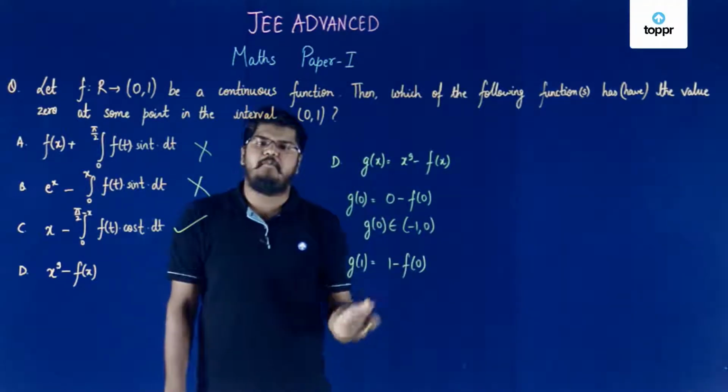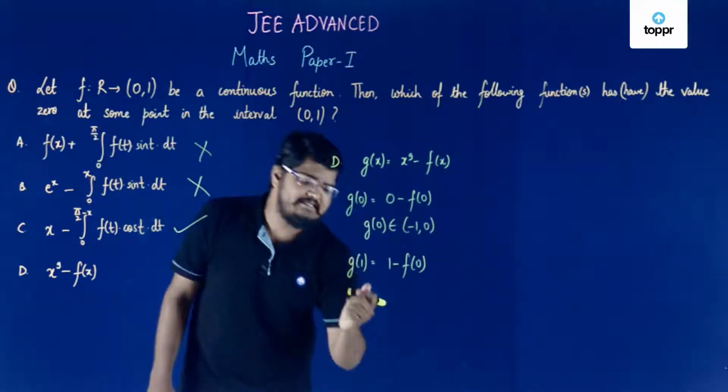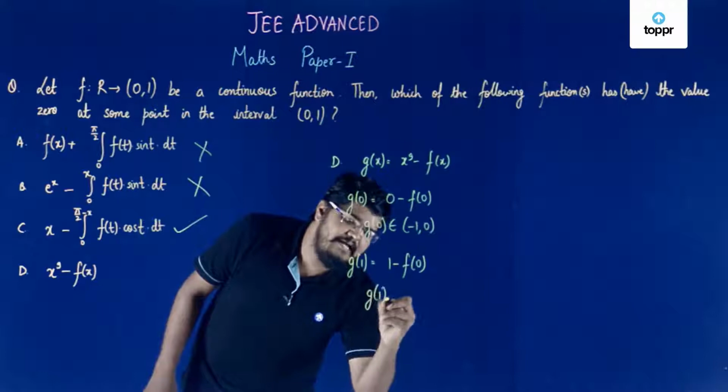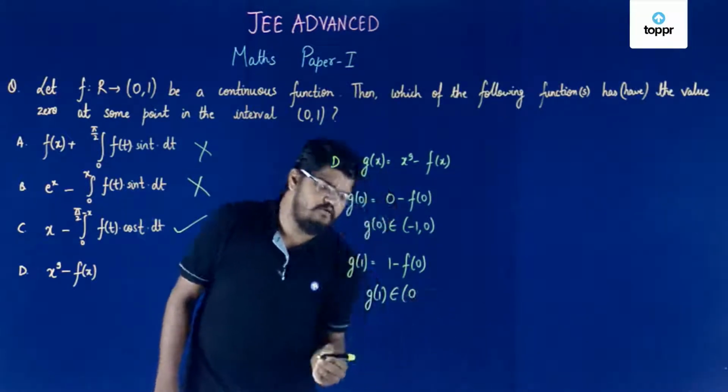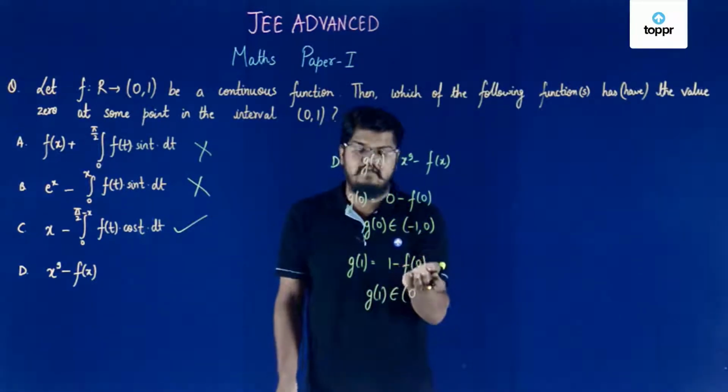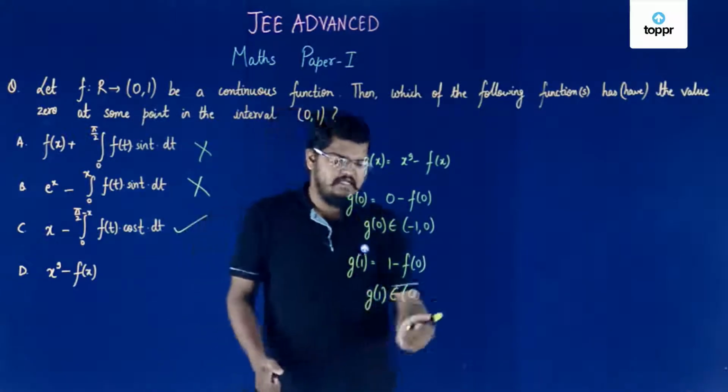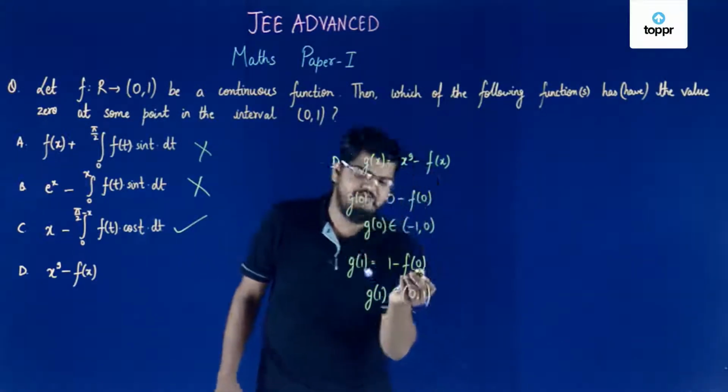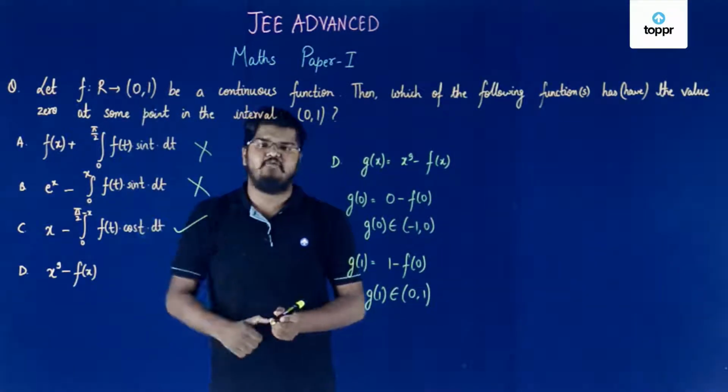Now again, depending upon the value of f of 0, we can say that this g of 1, well, it can be either 0, that is reaching towards 0 when the value of f of 0 is 1, and similarly it can be tending towards 1 if the value of f of 0 is tending towards 0.